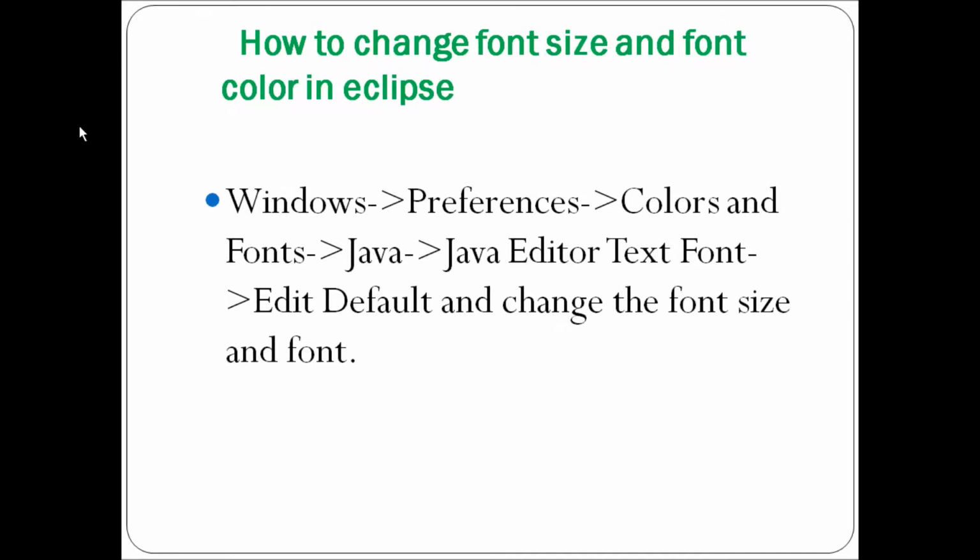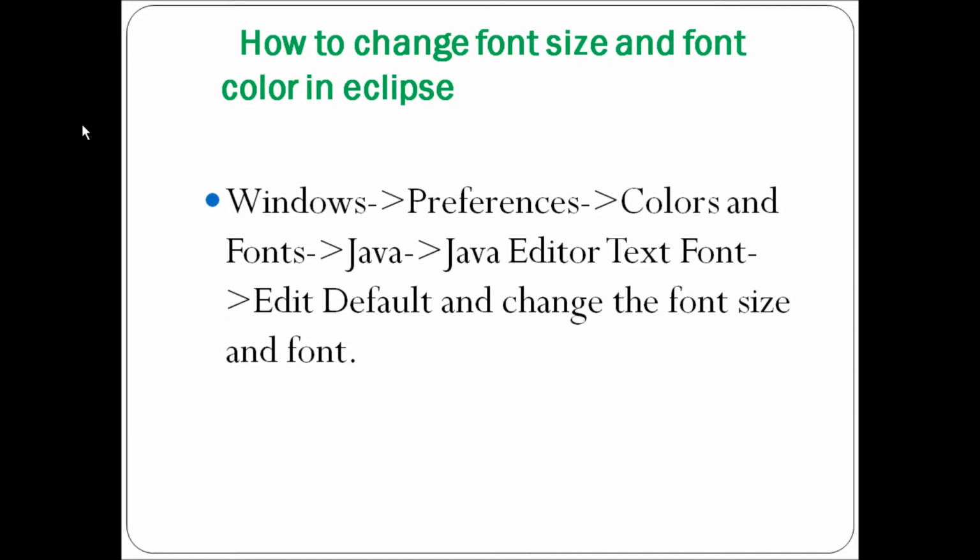From that, choose the Windows option, and in the Windows menu select Preferences, and in Preferences type colors and fonts. In Colors and Fonts, for Java, select the option Java Editor Text Font and edit default, and change the font size and font color.